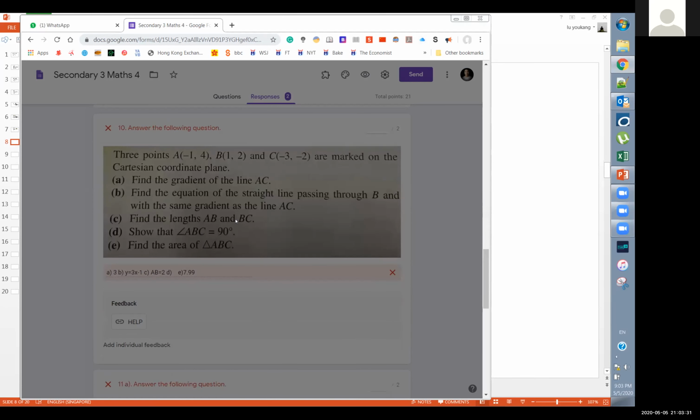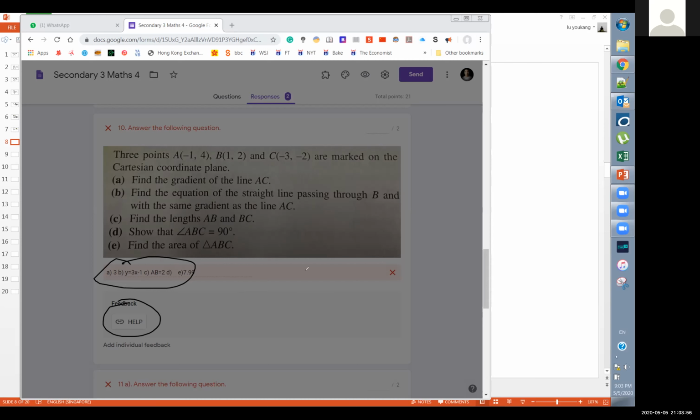Then the last two questions. This question mark on the Cartesian coordinate. I think the help is actually helping you a lot, right? Did you look at the help? I think I did look at the help, but it's another different question. Yeah, so it's similar. Of course, I don't give you an exact question, but it's similar.